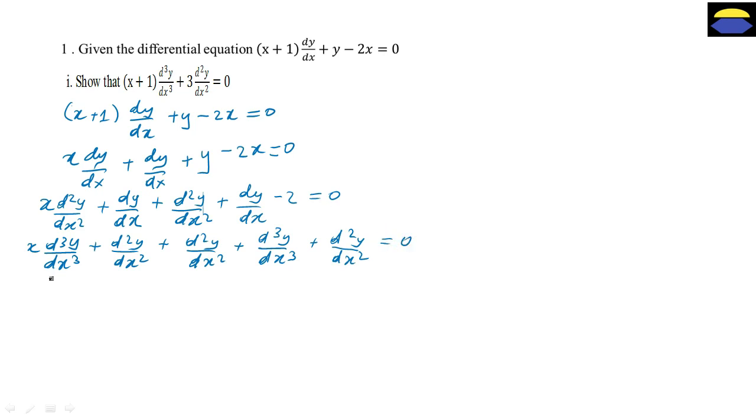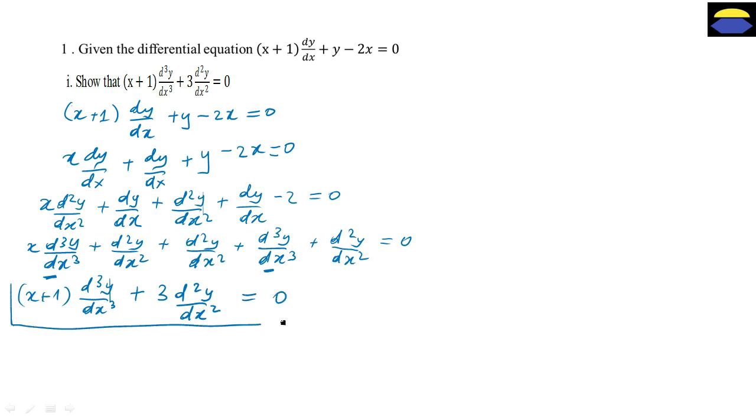Now we have terms that are common here, so we have this and this, which are friends, so x plus 1 can be factored out, so we have the third derivative, plus, so we have 3 times the second derivative appearing, and this is equal to 0. So we came up with what they were asking for.